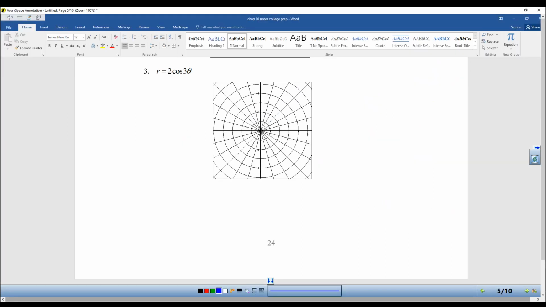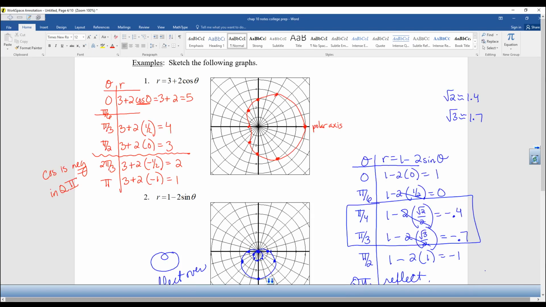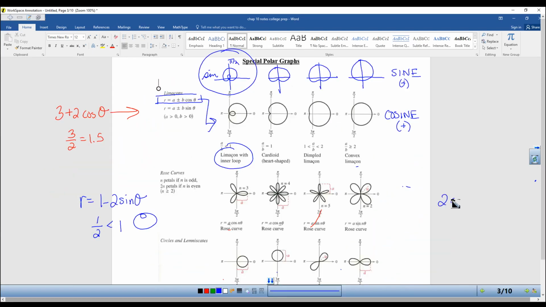Number 3. So you can go back and look at your chart. 2 cosine 3 theta. So I look at my chart and I see that it's going to be a rose curve with a cosine. So it's one of these two. And this is the one for even and this is the one for odd. Mine's odd, so I'm going to use this one.